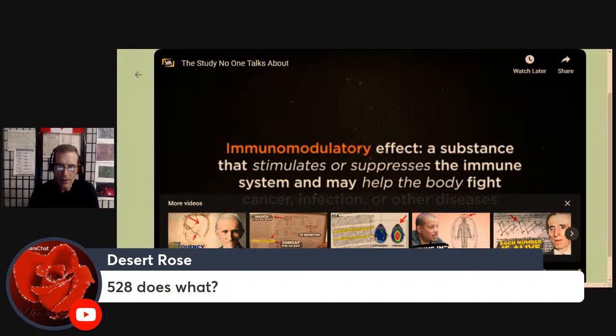432, I believe, is DNA repair. 528 is RNA repair. So you get both sides of it with both of those, and they're harmonious with each other. They're often used together with a third tone, but I won't get into that.